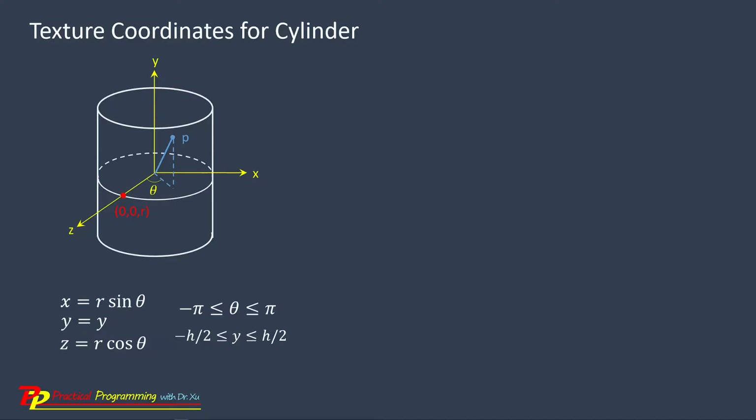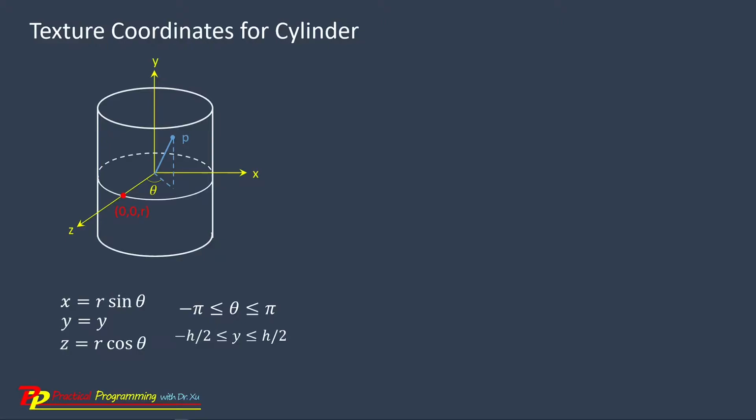For any point P on the cylinder surface here, we can describe it using these equations for x, y, and z, with angle theta. The theta is defined on the xz plane, starting from the z-axis. The theta can change from minus pi to pi, and the y can change from minus half h to positive half h. H is the height of the cylinder.